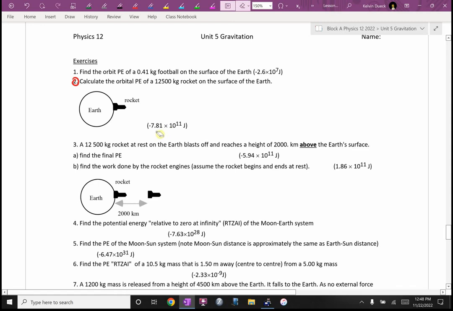You'll get a negative answer. This negative answer is saying if you wanted to get that rocket all the way out to the edge of the universe, out to infinity, to get it to zero, you would have to add positive 7.81 times 10 to the 11th joules of rocket fuel to get it out of Earth's gravity well. Okay.